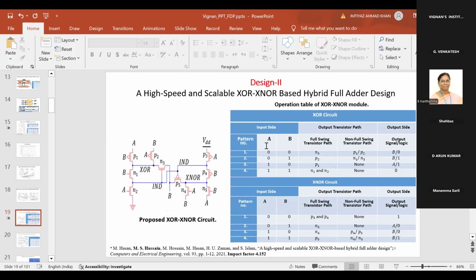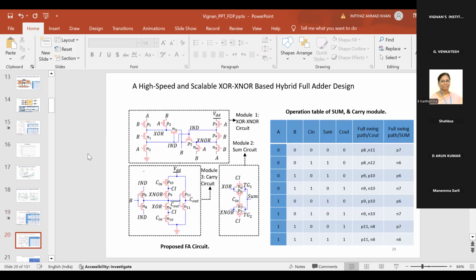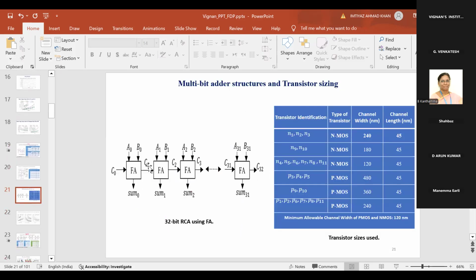Same thing, I will explain another design, parallel XOR and XNOR, with the same working: when A0, B0 are the same, the output will be high. This is what I have explained at the transistor level for the full adder. After that you will use a ripple carry adder for A0, B0, and the same carry will be propagated. A and B will be different, but the carry will depend on the previous stage.